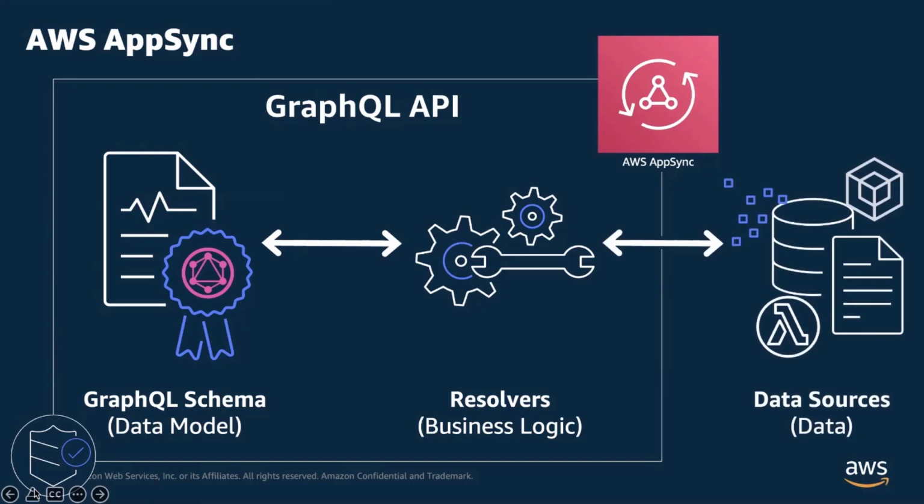Then we have the data sources in your AWS account, where the data is actually stored. So these are the main components in an AppSync API: the GraphQL schema, the resolvers, and the data sources.